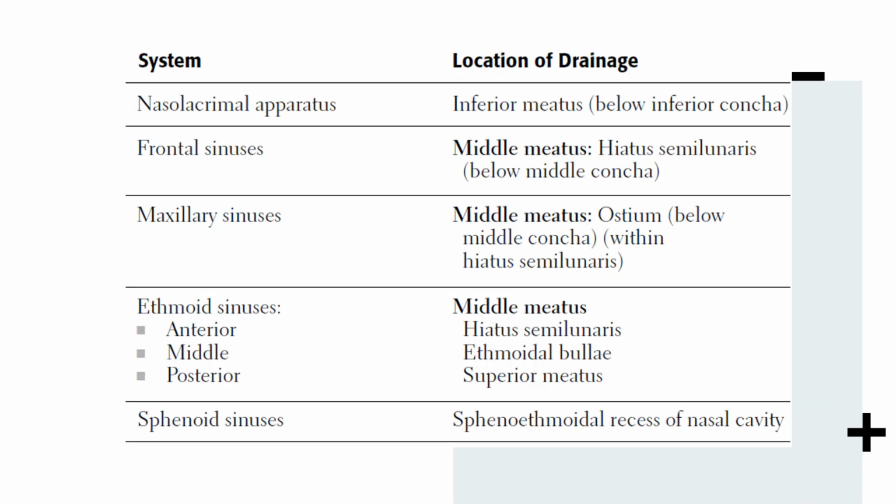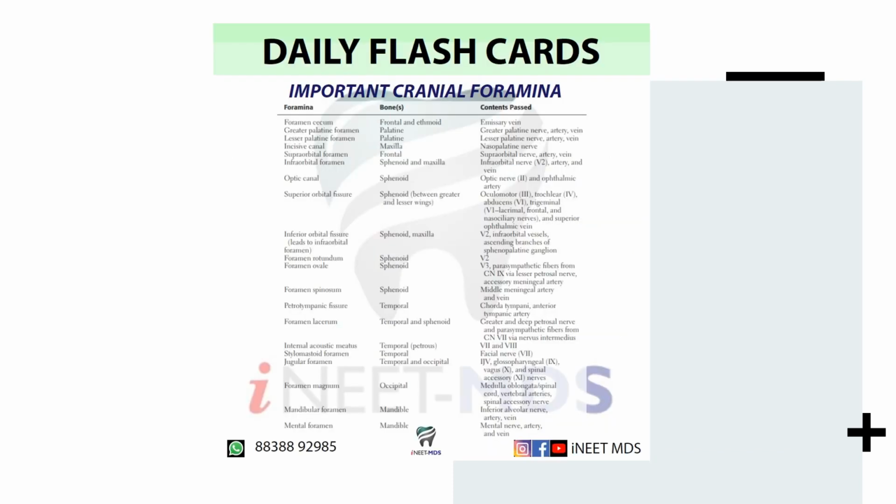This one table alone, if you could remember and read, is more than enough. The drainage of each sinus, where it drains. Sphenoidal sinus drains into the sphenoethmoidal recess of the nasal cavity, is quite important. And then the nasolacrimal apparatus drains into the inferior meatus. That is the second most important point.